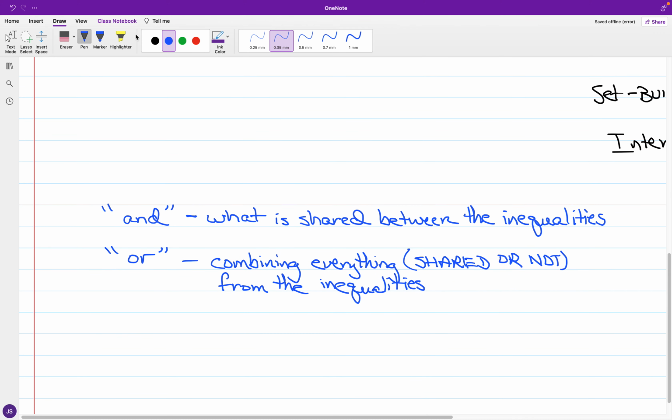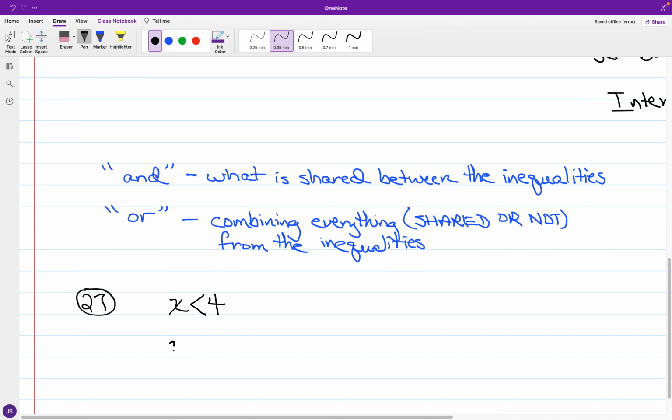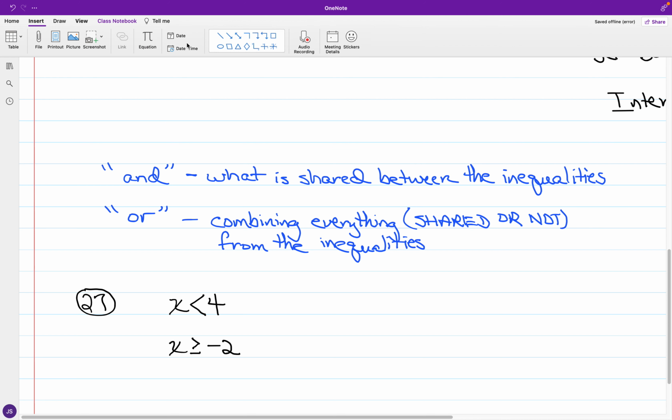All right. And where we have the terms involved, say for number 27, if we have individual inequality statements, we have the first, x is less than 4. And the second, we have x is greater than or equal to -2. And looking at what we have here, sometimes graphs can provide a helpful visual.